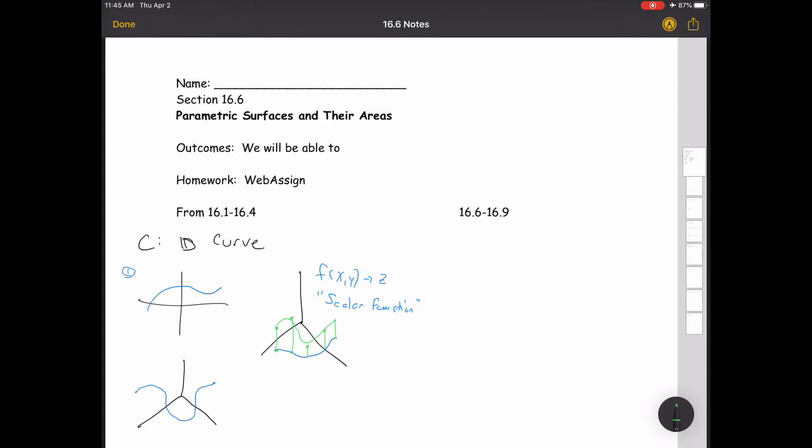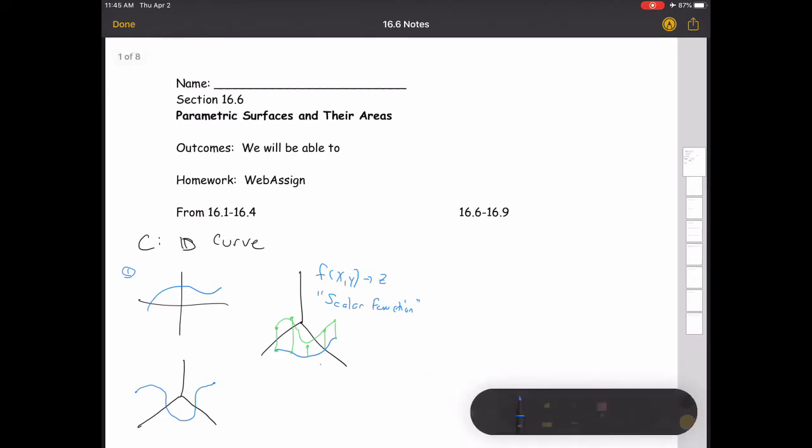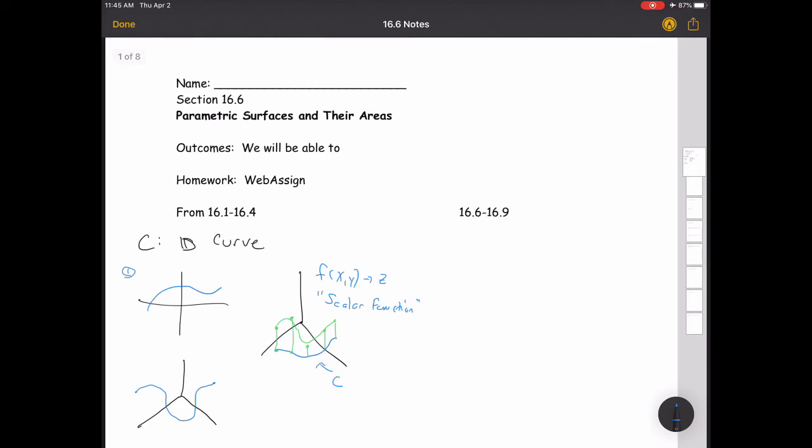And if this bottom piece here, this piece right here was our c value, then what we could do is take the integral over c of f of x, y, or of all of our z values with respect to the length of the arc that this thing created. And that was what's called a scalar function, because again, you input x and y, you got out a scalar, you got out a number, you got some kind of a value for z.